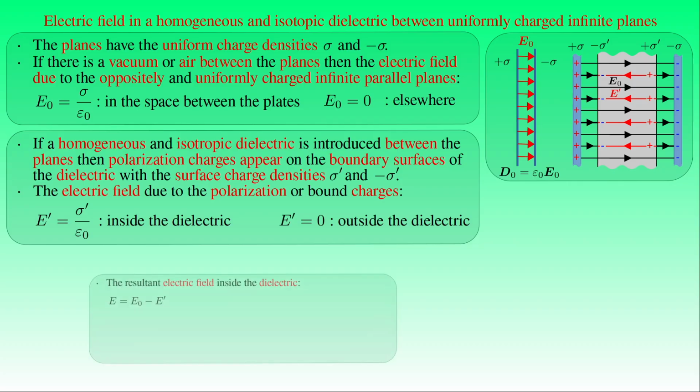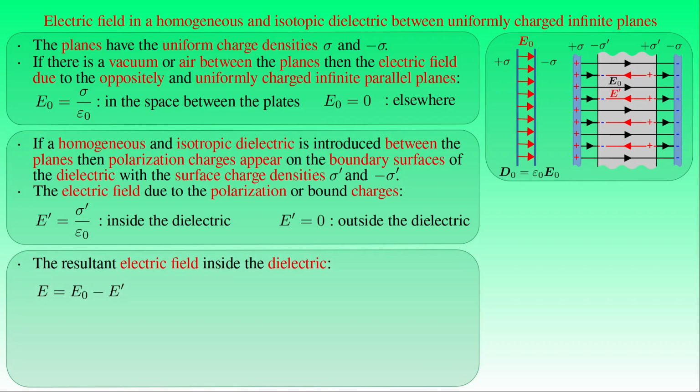Since E0 and E prime are in opposite directions, the magnitude of the resultant field strength E inside the dielectric is equal to the difference between the magnitudes of E0 and E prime. If we substitute the expressions obtained for the magnitudes of E0 and E prime into the right-hand side, then the magnitude of the electric field E can be written as 1 over the vacuum permittivity epsilon naught, times the difference between the surface charge densities sigma and sigma prime. Outside the dielectric, the magnitude of the electric field E is equal to the magnitude of the electric field E0.